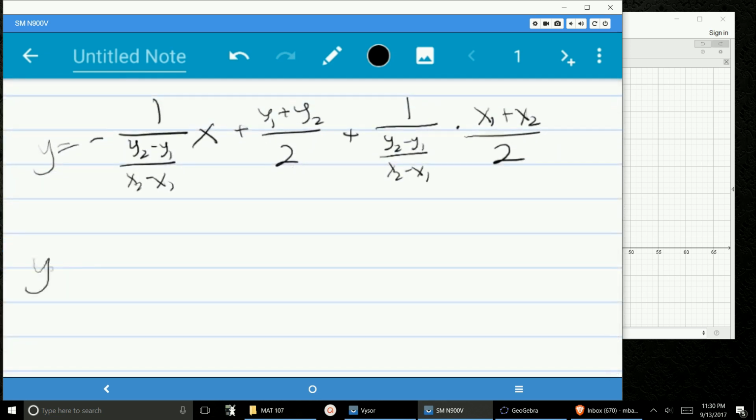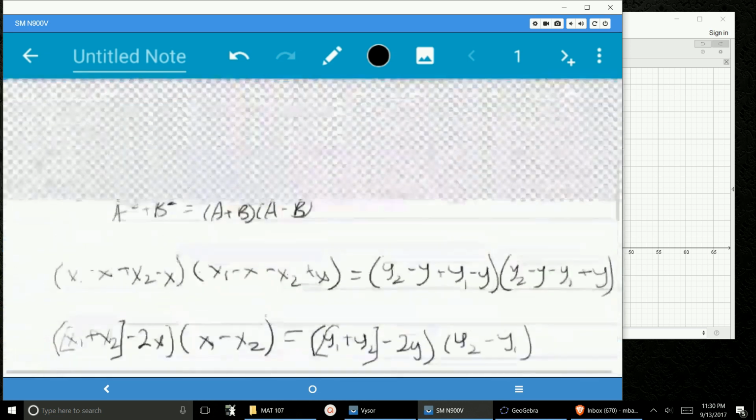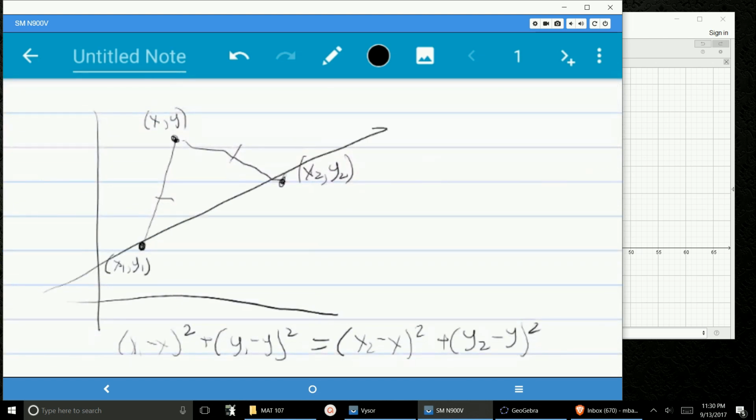So I get y minus y1 plus y2 over 2 equals, now if I factor, before I do that, well, okay. So I just factored that off. But look, what is this? y2 minus y1 over x2 minus x1. That is the slope of the line between the 2 points that we started with. Right? It's the slope of this line.